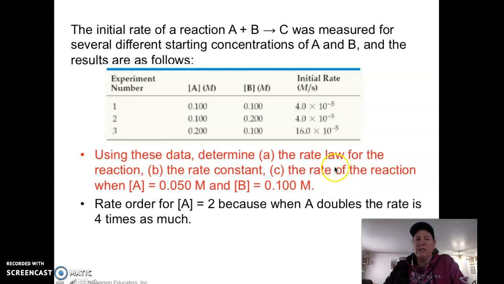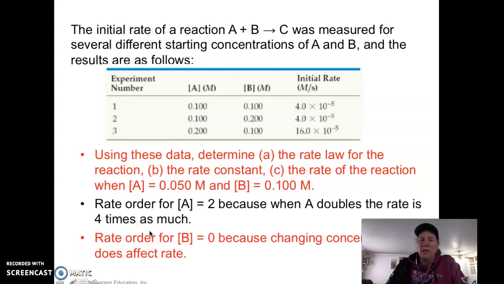Now they're asking us to give concentrations that aren't up there, and we're supposed to figure out the rate. Okay, so we did the rate. A is 2 because it doubles, so it's 4 times as much, and B is 0 because the concentration didn't change. So we got to remember 2 and 0. And again, that's what we did last part. Hopefully you guys got a good handle on that.